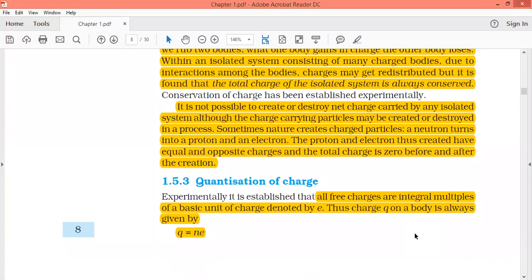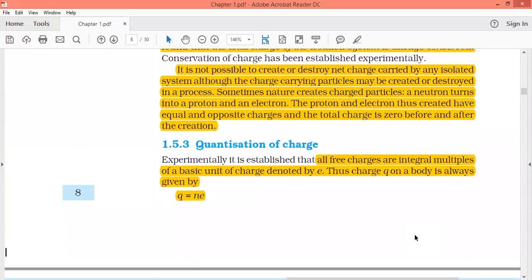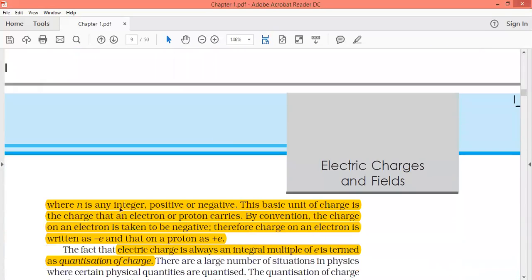The third property is quantization of charge. All free charges will be integral multiples of the basic unit of charge denoted by e. Thus the charge Q on a body is equal to n into e. e is called the basic unit of charge. Q will always be an integral multiple of e. n can be positive or negative. n can be any integer.